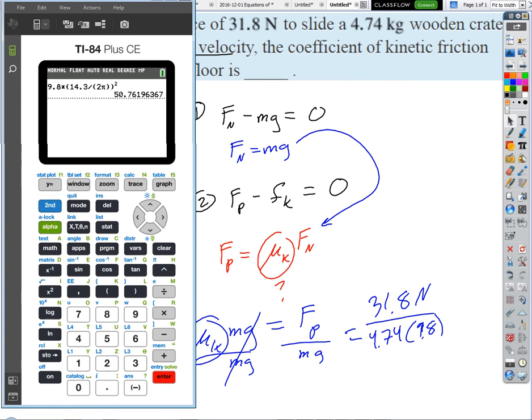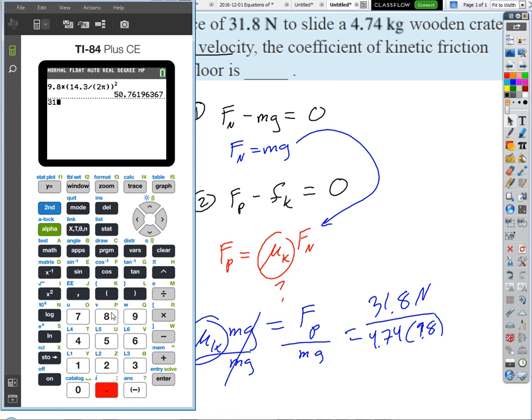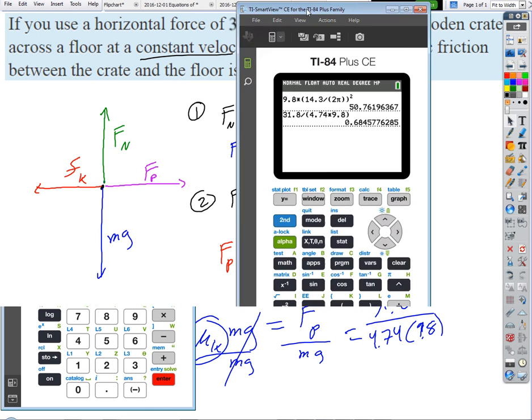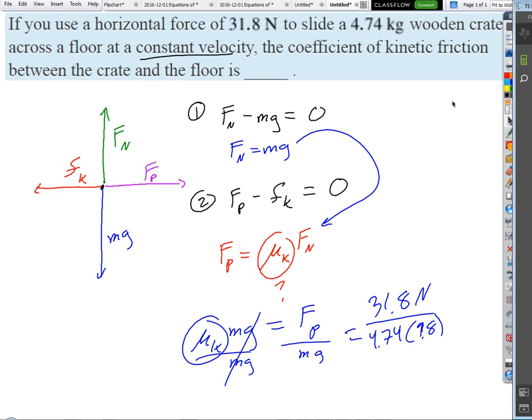All right, so if we plug those in, we get 31.8 divided by the quantity 4.74 times 9.8. Gives us, that seems reasonable. To 3 places, 0.685. Okay, so you could think of that then, you're right, in this particular situation, because it's moving at constant speed and the push is horizontal, right? This is really telling us that the frictional coefficient means that you're going to need about roughly 68% as much pushing force as the weight of the object. So you could think of it that way.